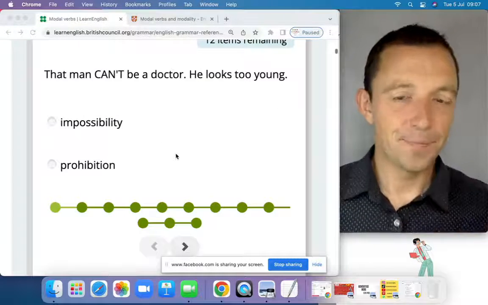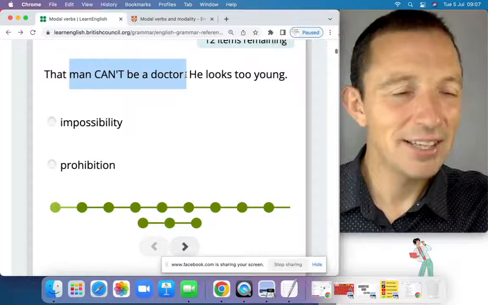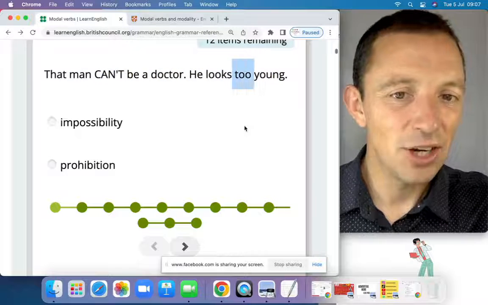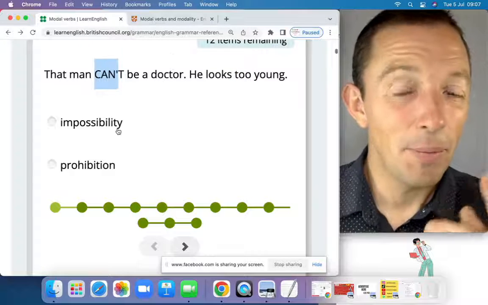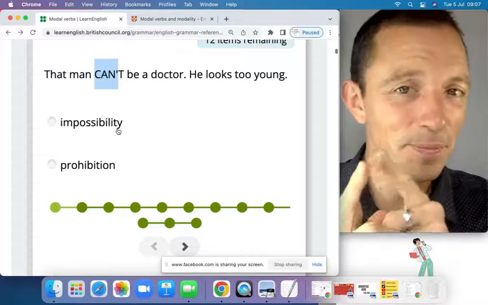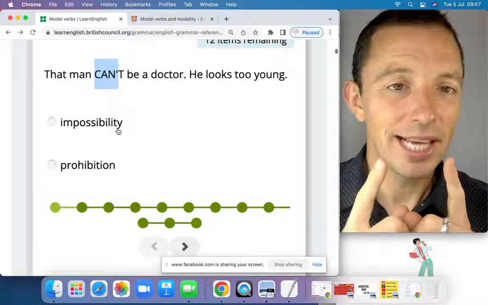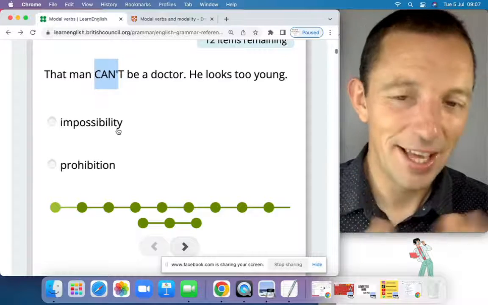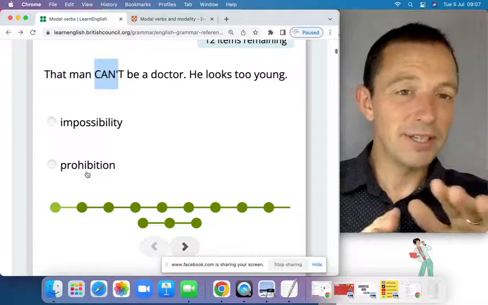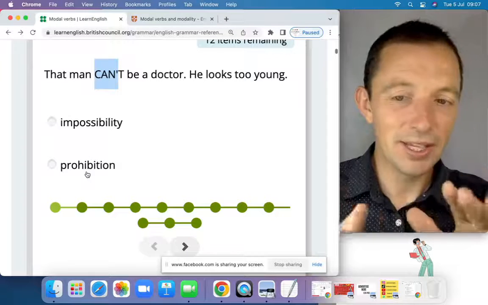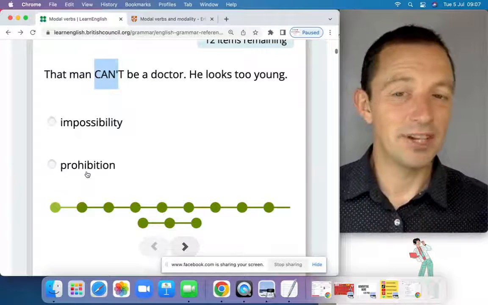And let's begin. That man can't be a doctor. He can't be a doctor. He looks too young. He looks excessively young. That man can't be a doctor. Remember, can is typical for ability and typical for permission and typical for things that are impossible. So, is it impossibility or is it prohibition? Remember, the verb to prohibit is to not permit. So, what do you think? Is it the sense of impossibility or the sense of prohibition?